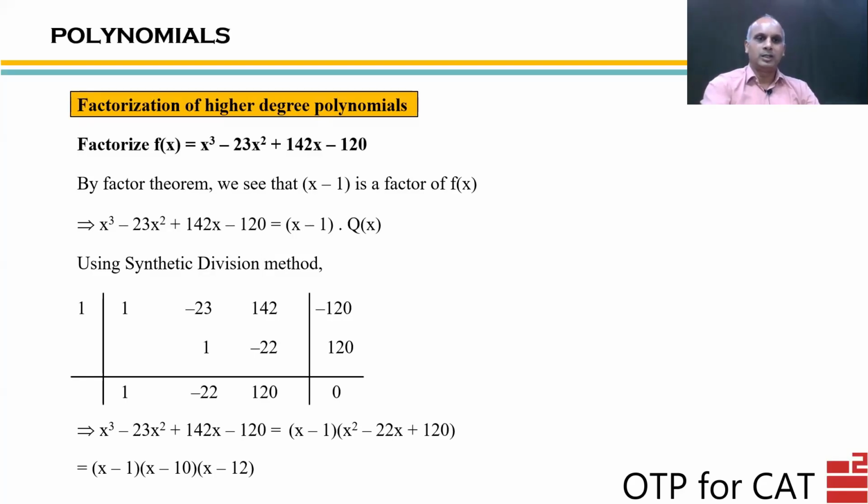Now, how did we do this? You see, the quadratic function is x square minus 22x plus 120. So by the middle term splitting method, minus 22x can be split as minus 10x minus 12x. And then factorize further, you will get the final answer as (x minus 1) into (x minus 10) into (x minus 12).